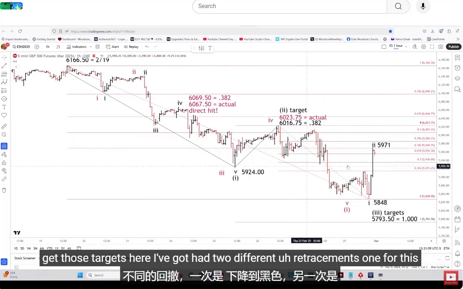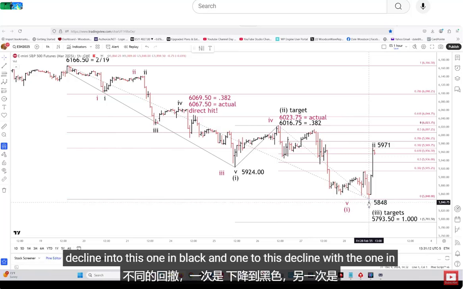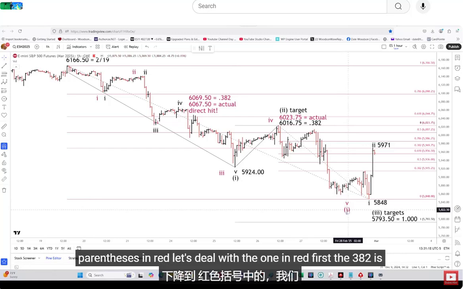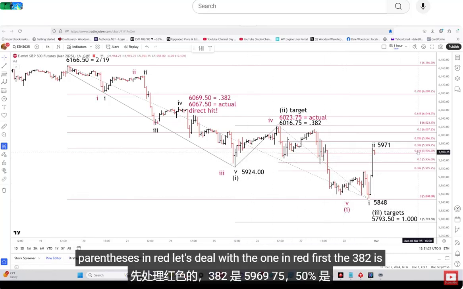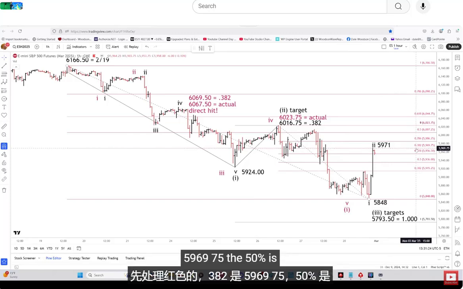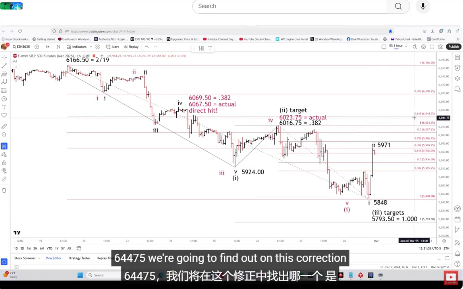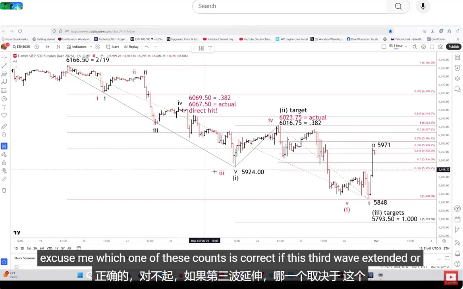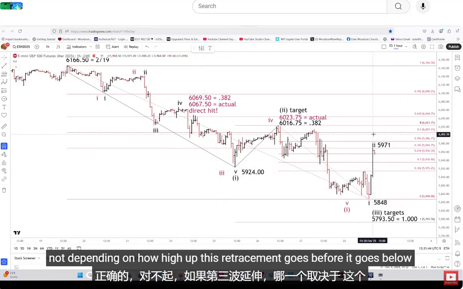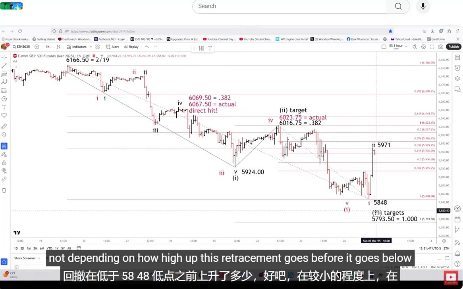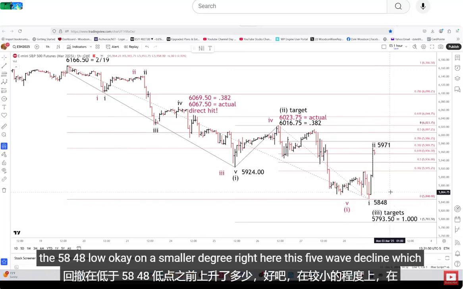I've got 2 different retracements, one for this decline into this 1 in black, and one to this decline with the 1 in parentheses in red. Let's deal with the 1 in red first. The 382 is 5969.75. The 50% is 6007.25, and the 618 is 6044.75. We're going to find out on this correction which one of these counts is correct, if this third wave extended or not, depending on how high up this retracement goes before it goes below the 58.48 low.